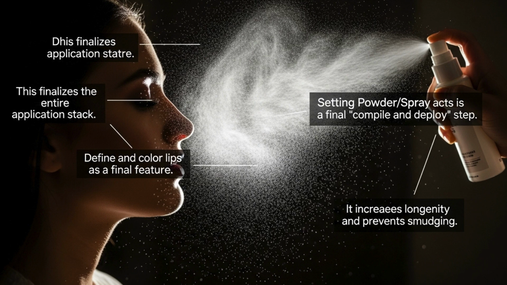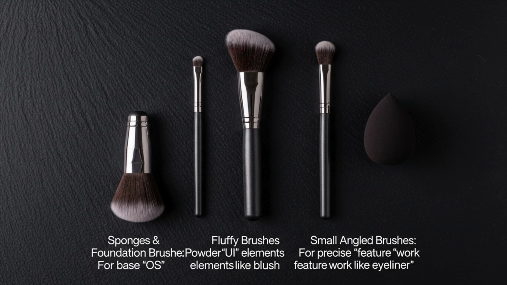Great software requires the right tools. The same is true here. A foundation brush or sponge is for your base layer. Densely packed brushes are for blending powders like blush and contour, while smaller, more precise brushes are for feature modules like eyeshadow and concealer. Think of these as your IDEs and libraries. Choosing the right tool for the job dramatically increases efficiency and the quality of the final product.